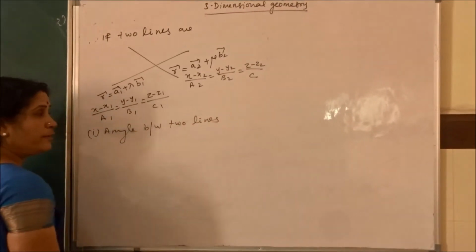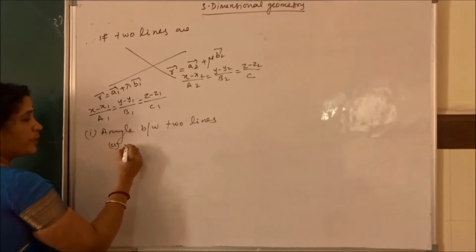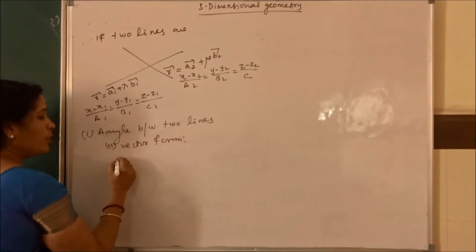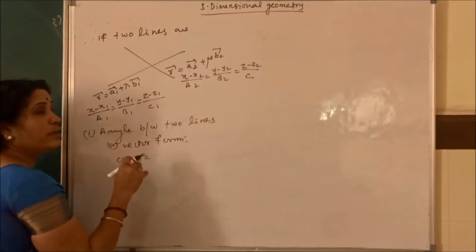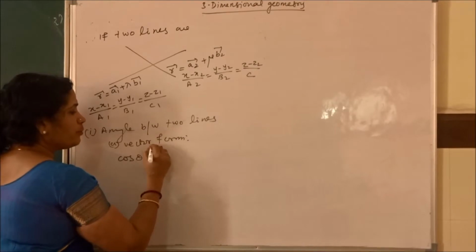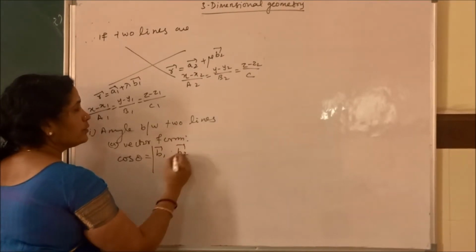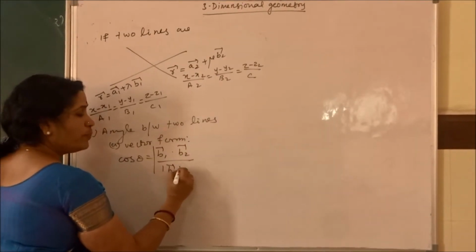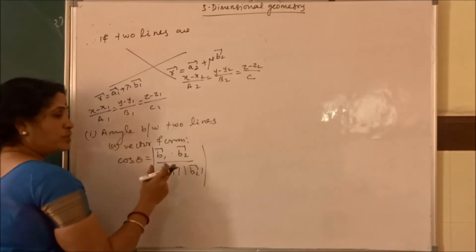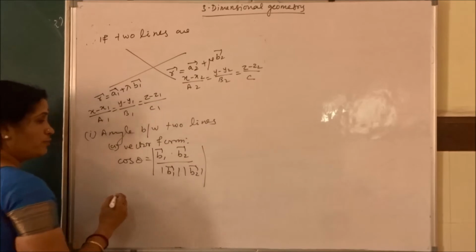Now let me explain vector form and Cartesian form. First, the vector form. Whatever we have seen in vectors, the same formula: cos theta equal to, but here you have to do the dot product of direction ratios. That is modulus of b1 vector dot b2 vector, the whole upon magnitude of b1 vector into magnitude of b2 vector, where b1 is the direction ratio of the first line and b2 is the direction ratio of the second line.